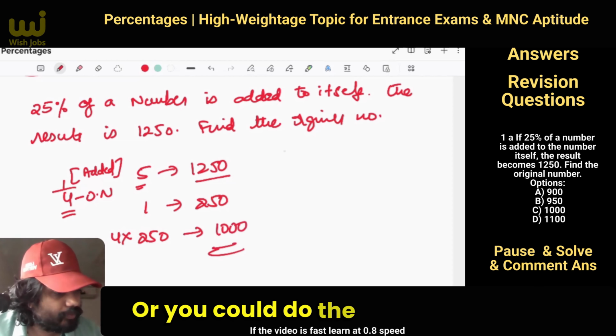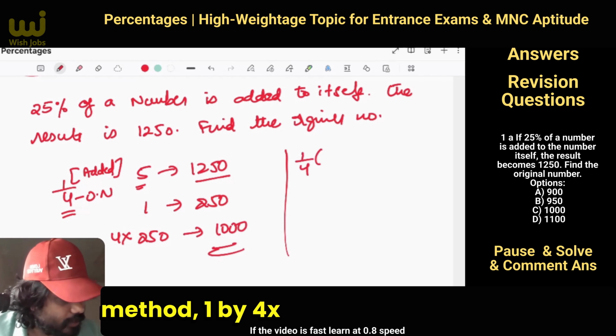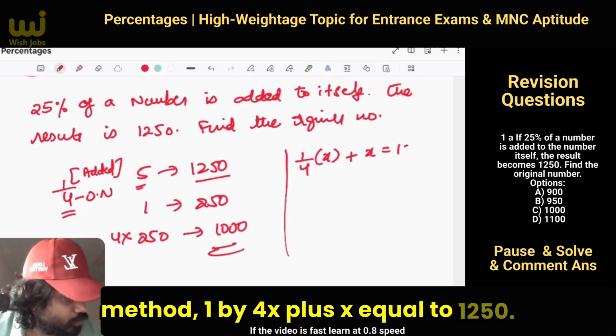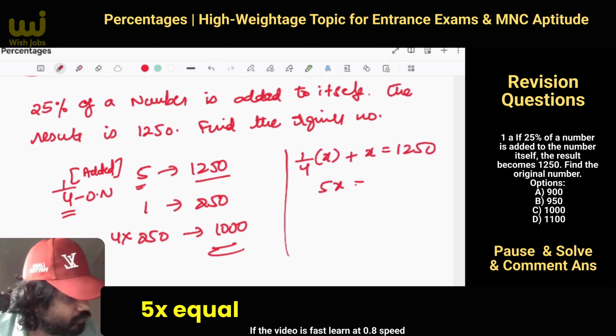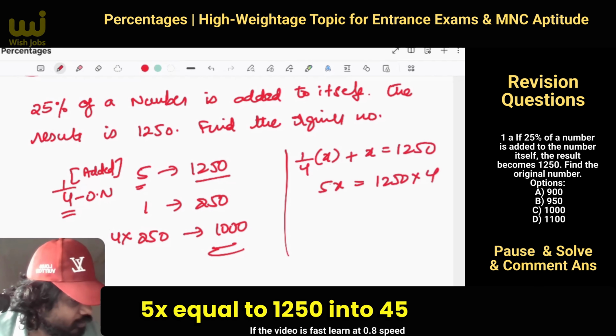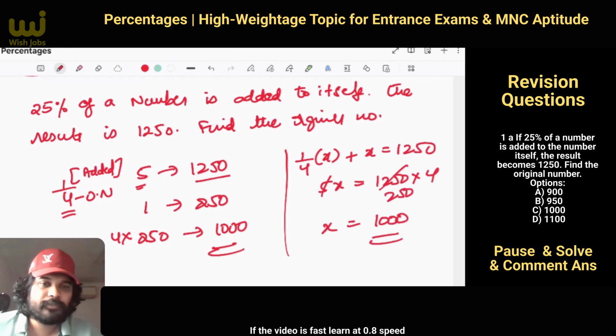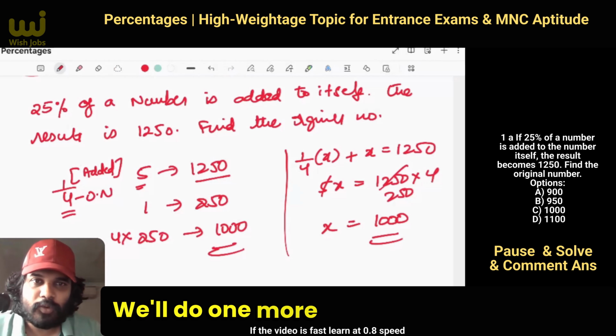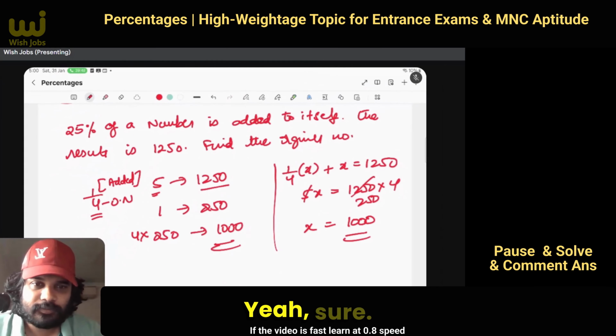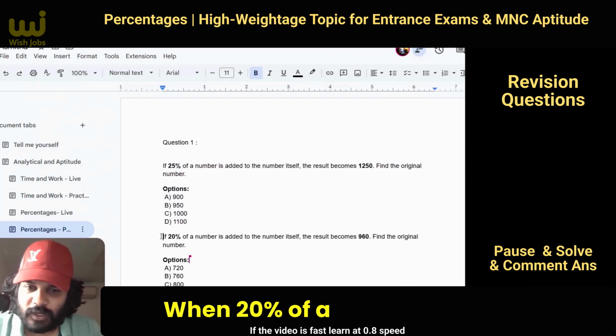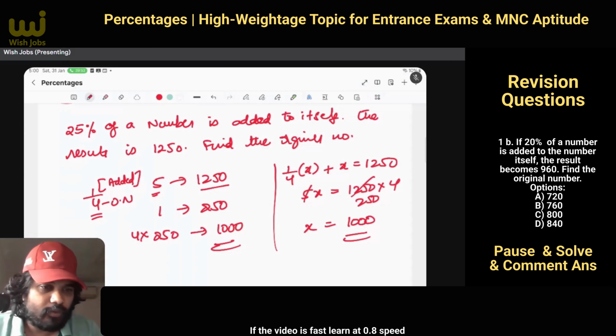Or you could do the traditional method. 1 by 4x plus x equal to 1250. 5x equal to 1250 into 4. 5 ones are 5, 250s are x equal to 1000. Clear? Yeah, done. We'll do one more problem in this. When 20% of a number is added to itself, try to do this problem.